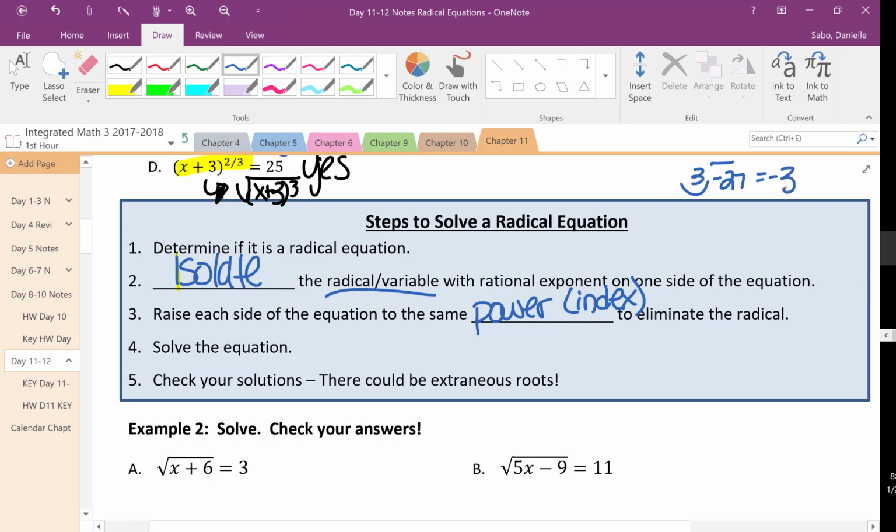So which ones can we not have, even or odd? Even, good. So we cannot have negative numbers when we're working with an even radical. Just a side note for extraneous: once you find your answer, you must go back and look at when you isolated the radical. Is it going to work out? So let's do some examples and see how you do.